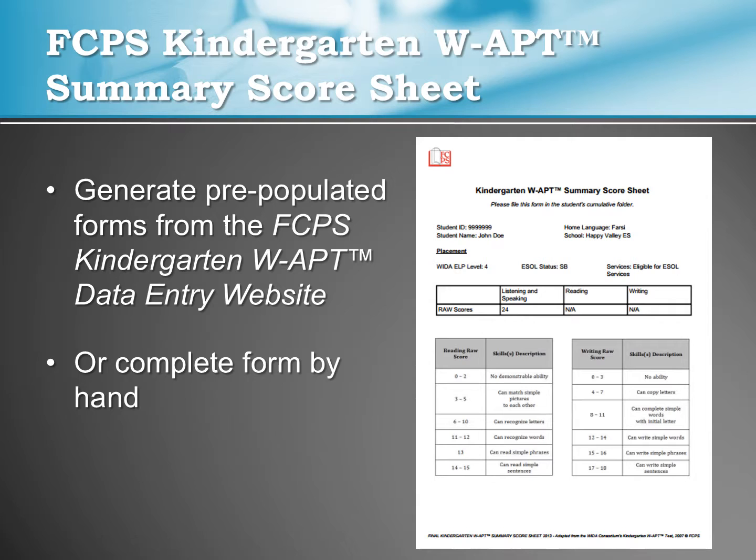Schools also have the option to transfer raw test scores by hand for each student using the master copy included in the testing kit. If you are completing the form by hand, fill in the demographic information at the top and record the raw scores for each test that was administered. You will need to use the information from the FCPS Kindergarten WAPT data entry website to complete the placement information for those students.